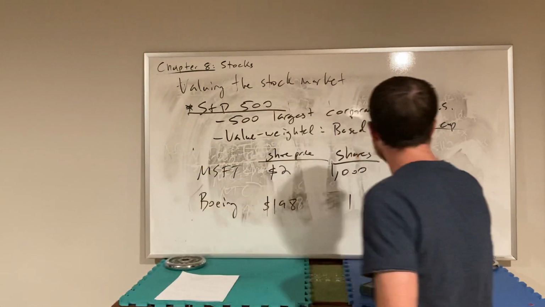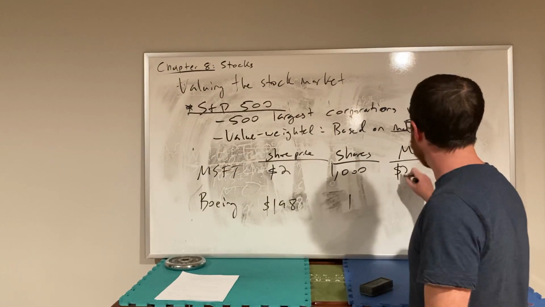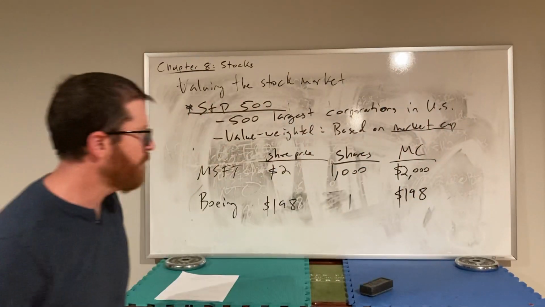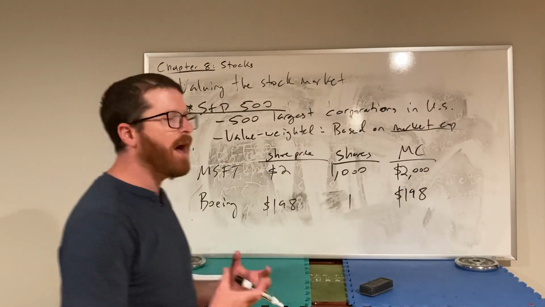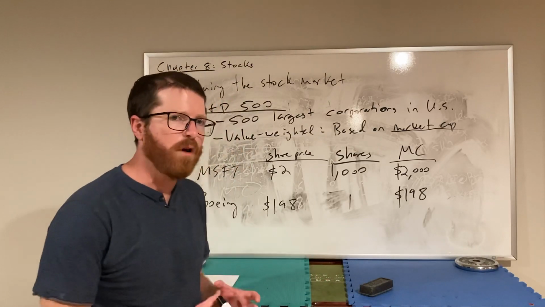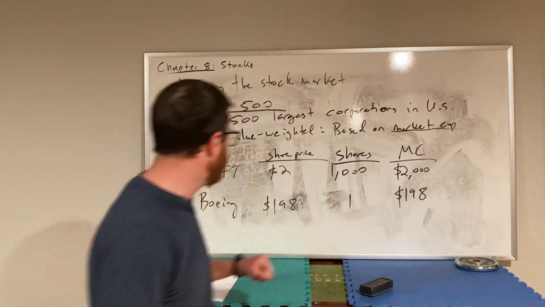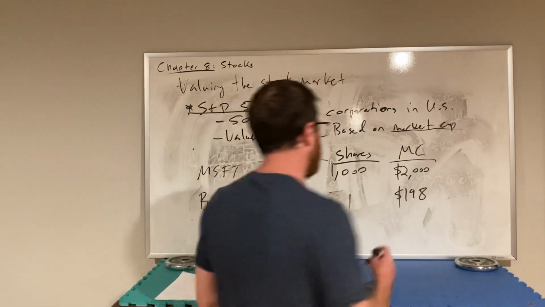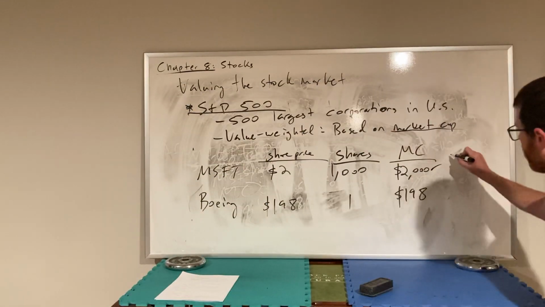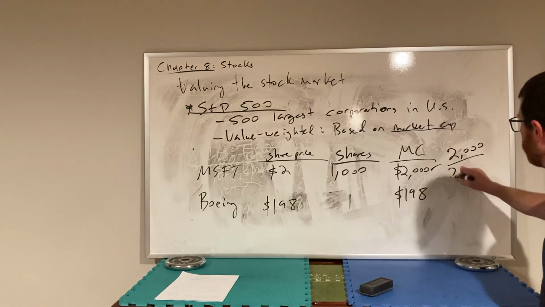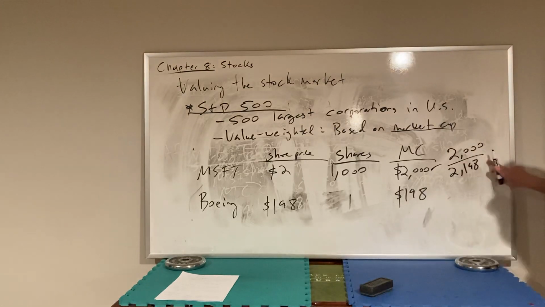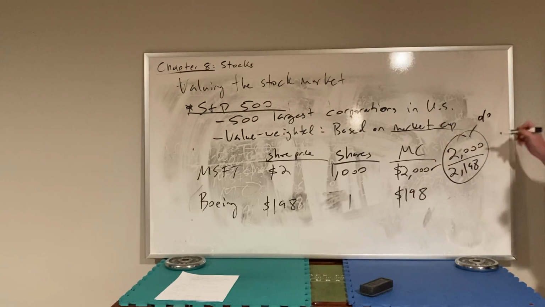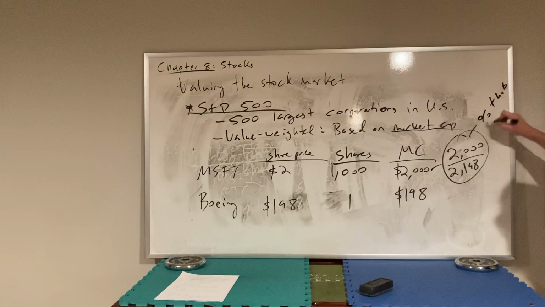So if we multiply these together, we would get the market cap. All right? So that would be our market cap. And so when it comes time to think about how much the index is worth, you see, now Microsoft has a much bigger overall value in the overall asset. So this index here, whatever this comes out to, when we divide 2,000 by 2,198, that would show us the percent of the index that is Microsoft.